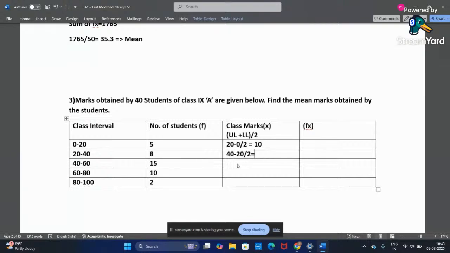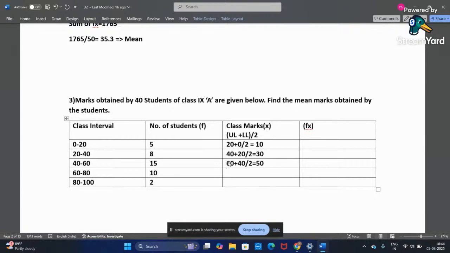Till all the class marks. This is plus. Here, even here it is plus. Here, upper limit plus lower limit, divide by 2. 60 by 2 it is 30. Same way, upper limit plus lower limit is 40 here, divide by 2. How much is it? It is 50.